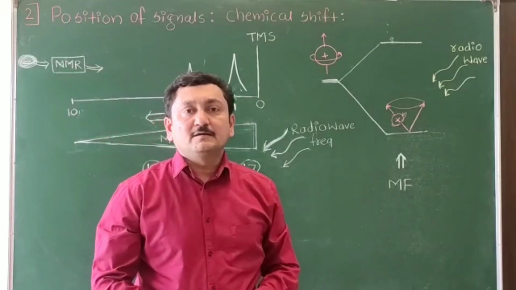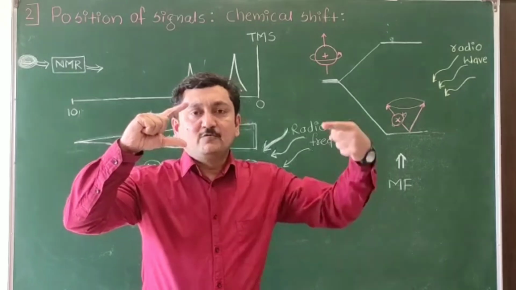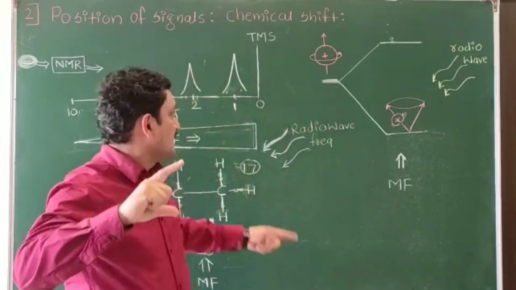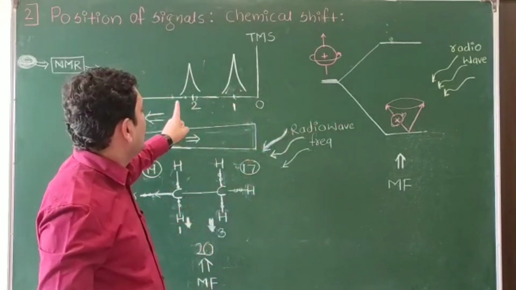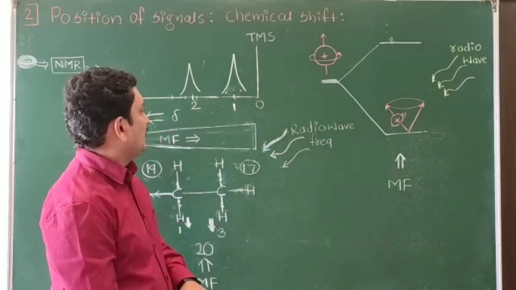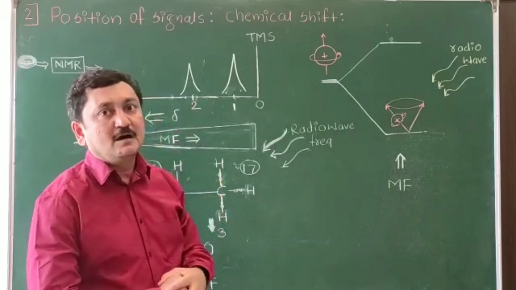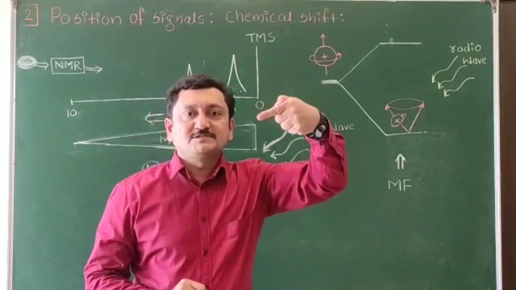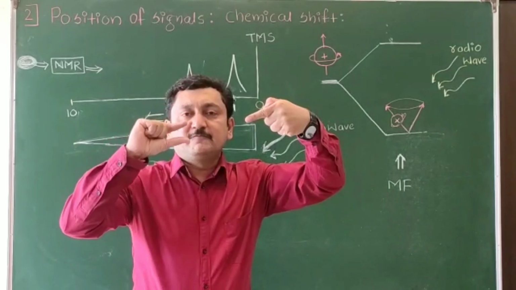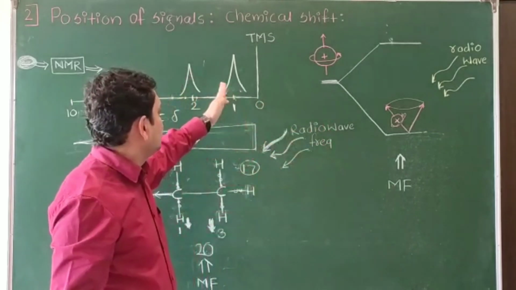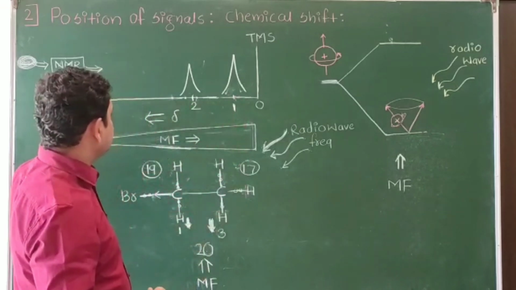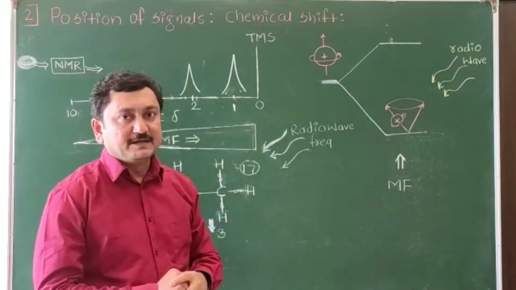When we keep the magnetic field constant and change the radio frequency radiation, then the signals are plotted in terms of del value, because the del values are obtained by the radiation absorbed by the protons. But if we keep the radio frequency constant and change the magnetic field, then these signals are plotted in terms of magnetic field. Here the del value increases, here the magnetic field increases.